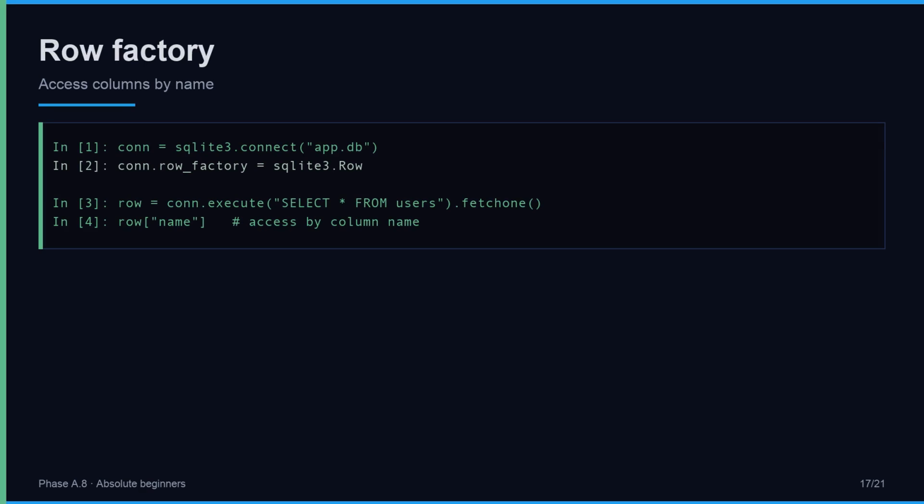By default, SQLite returns rows as plain tuples, so you read fields by position: row[0], row[1], row[2]. That is fragile and hard to read. Set con.row_factory equals sqlite3.Row, and rows come back as objects you can access by column name, row['name']. This is a huge improvement when you have many columns. Set this right after connecting, before any query. One line, much nicer code. Read by name, not number.